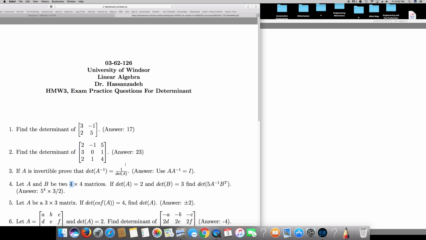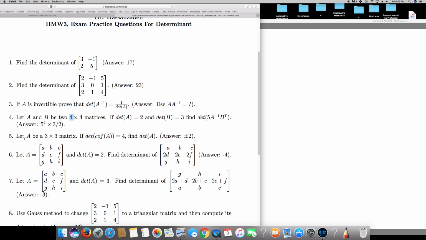The next question is asking, let A be a 3 by 3 matrix, and if the determinant of the coefficient matrix is equal to 4, find determinant A. This is a tricky question. I don't understand this, so in this case, I'm going to skip this question and move to the next one.